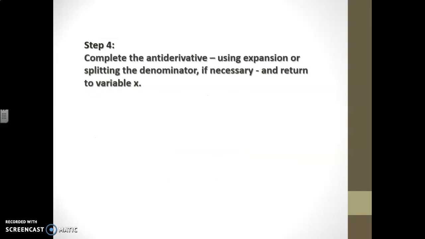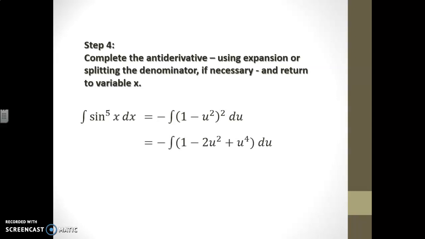In step 4, you can complete the antiderivative process by using expansion, by splitting the denominator if necessary, and then we will return to variable x. Here's where we stood in our example. We have on the right-hand side powers of u, which we can expand, and then the power rule can be applied to each of its terms.